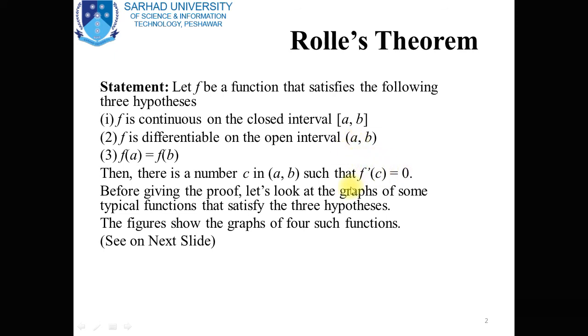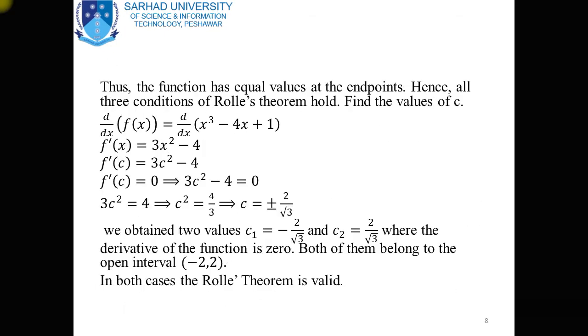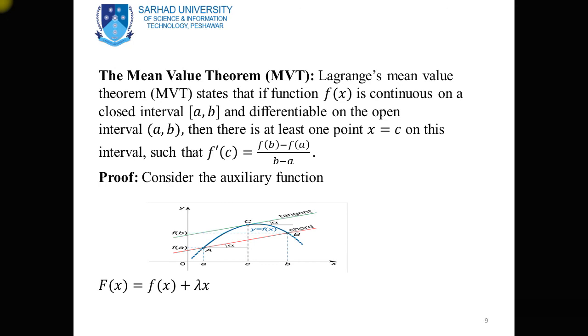And the mean value theorem says that if the function is continuous on the closed interval and differentiable on the open interval, then there exists at least one point x is equal to c in the open interval between a and b, at which the derivative of the function is equal to f of b minus f of a divided by b minus a. So this is the mean value theorem.